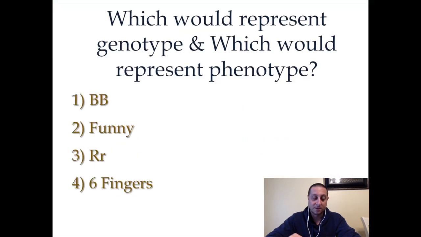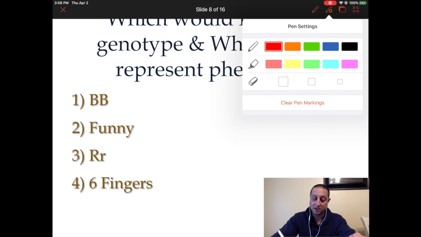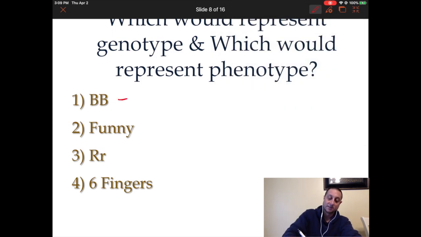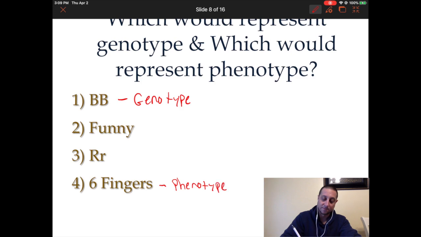So let's take a look over here. Which one would be the phenotype, which one would be the genotype? I have just BB, that's genotype. 6 fingers, phenotype. Someone who's funny, I don't know, is that a phenotype? I guess so. Phenotype. Big R, little r, genotype.